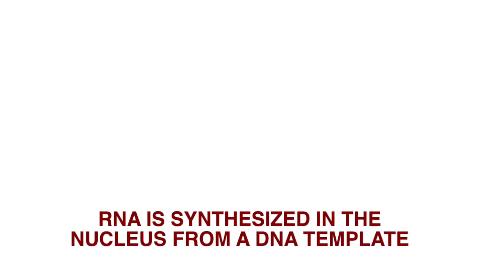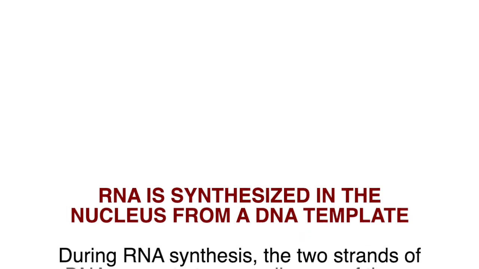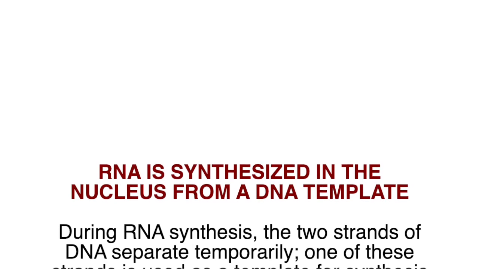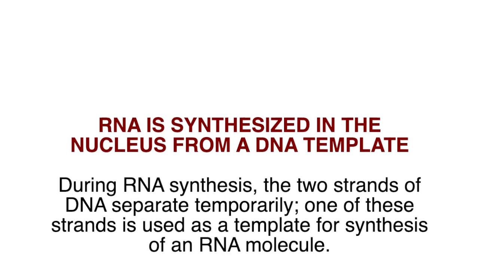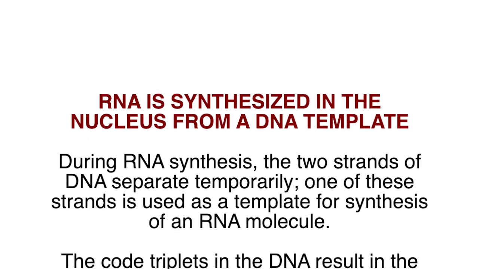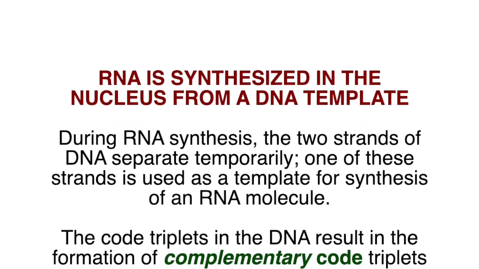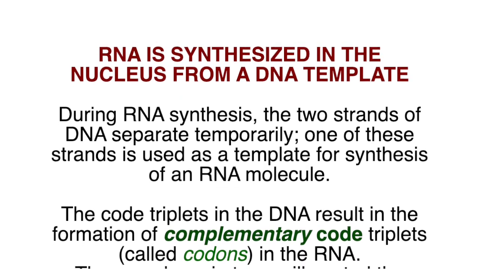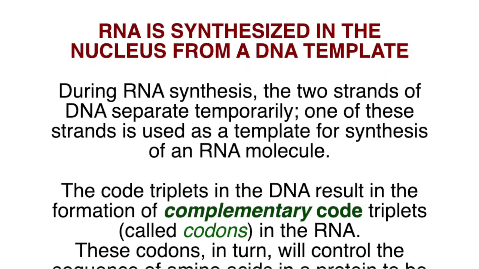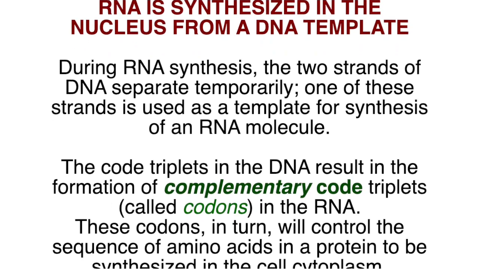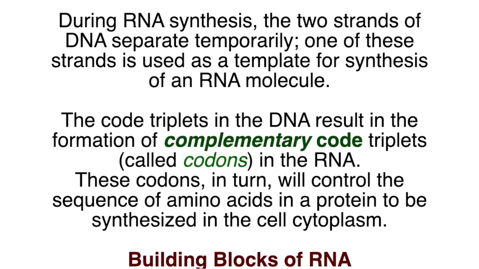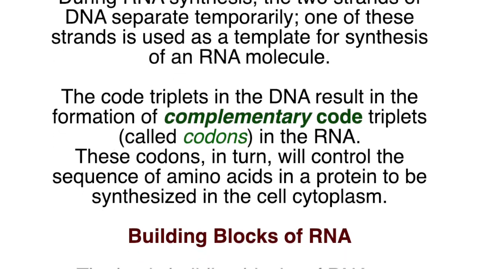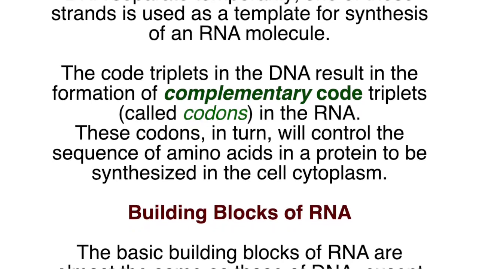RNA is synthesized in the nucleus from a DNA template. During RNA synthesis, the two strands of DNA separate temporarily. One of these strands is used as a template for synthesis of an RNA molecule. The code triplets in the DNA result in the formation of complementary code triplets called codons in the RNA. These codons in turn will control the sequence of amino acids in a protein to be synthesized in the cell cytoplasm.